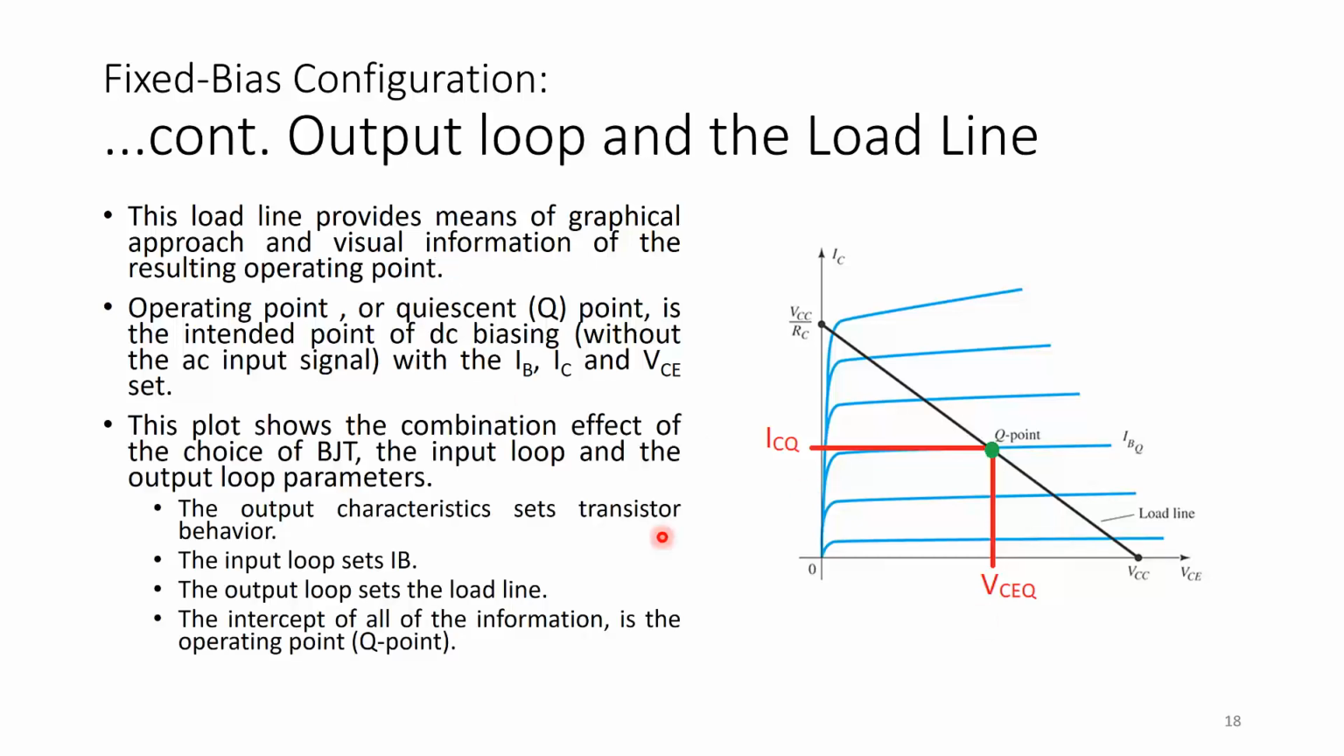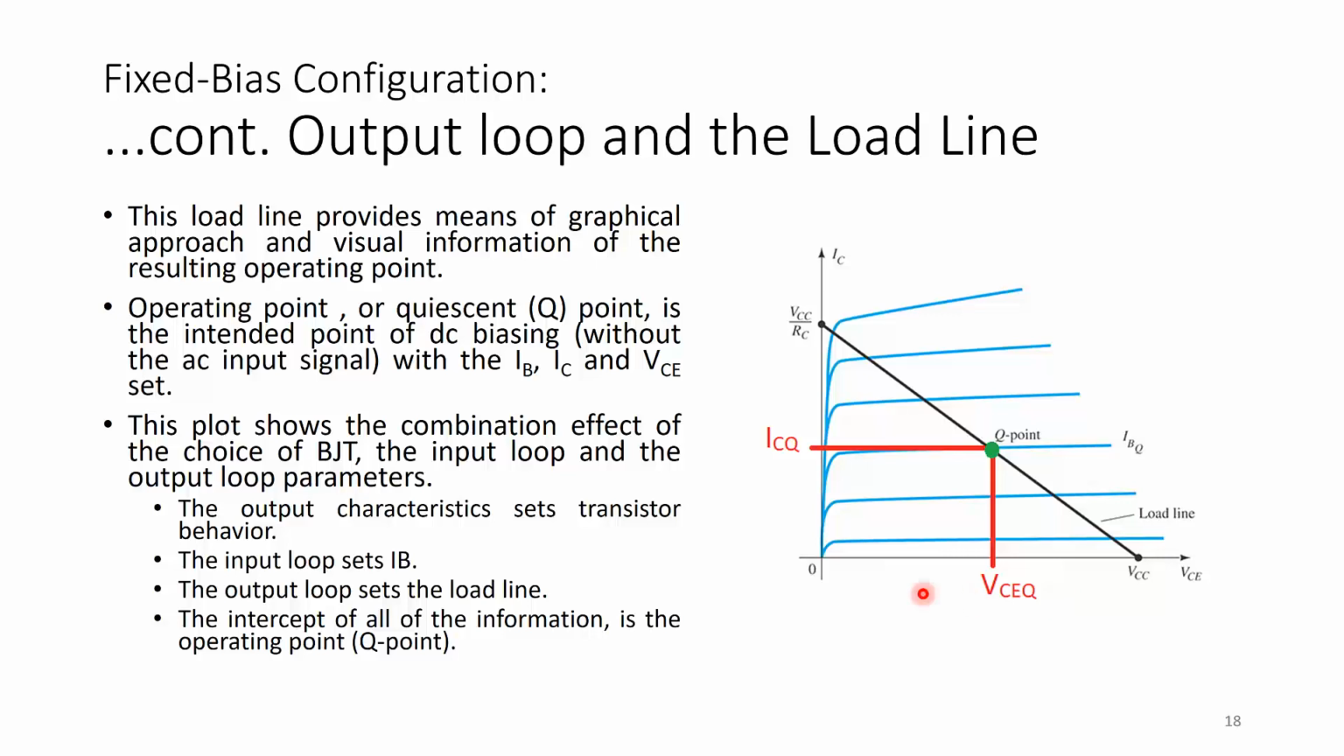So what this plot shows effectively is the combination effect of the choice of BJT, the input loop and the output loop parameters. What I mean is that the choice of BJT would give you the output characteristics, and this value of IBQ behavior in a plot which is IC versus VCE, which is the BJT in common emitter configuration, which is dependent on the value of beta.